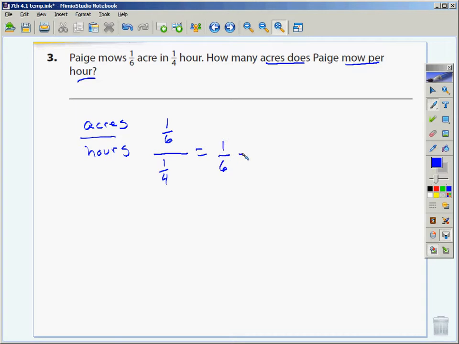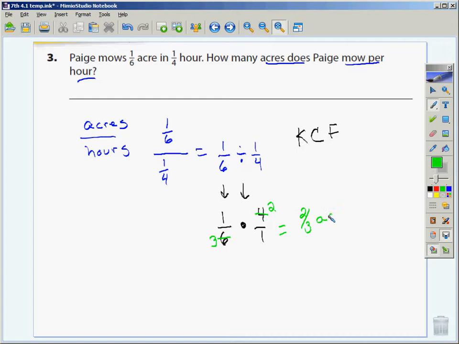Remember that this could be written this way. 1/6 divided by 1/4. What's our rule? Keep, change, flip. Keep the 1/6. Change division to multiplication and multiply by the reciprocal. Flip it over. What will go into both 4 and into 6? 2. 2 goes into 4 twice. 2 goes into 6 3 times. This is going to come up to 2/3.